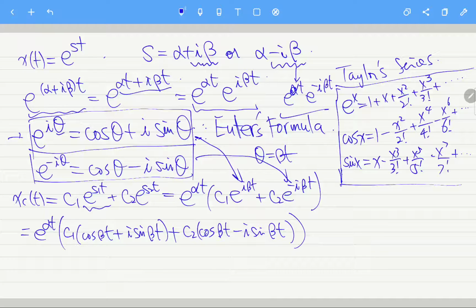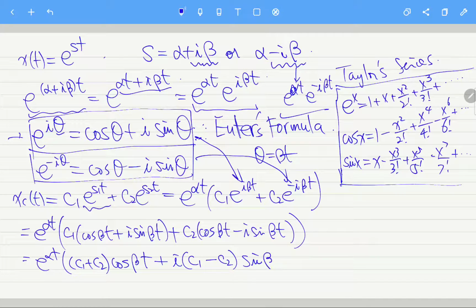Actually we can just collect the terms together, so we have c1 plus c2 times cosine beta t, and then plus i times c1 minus c2 times sine beta t.